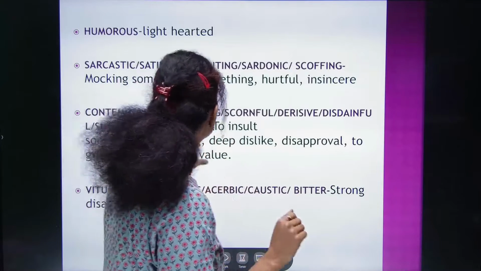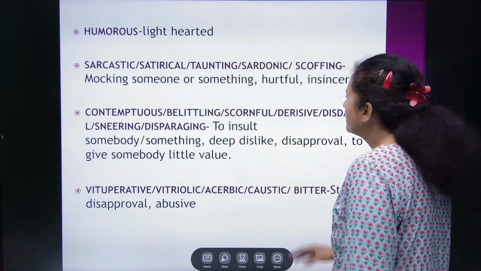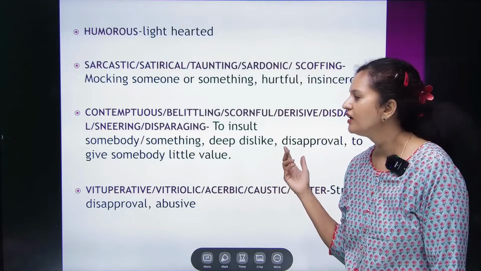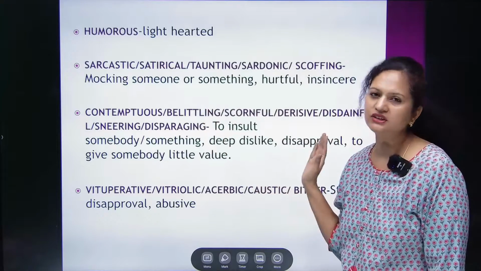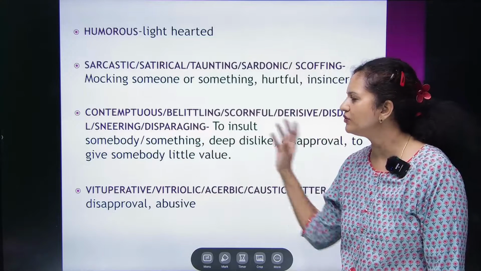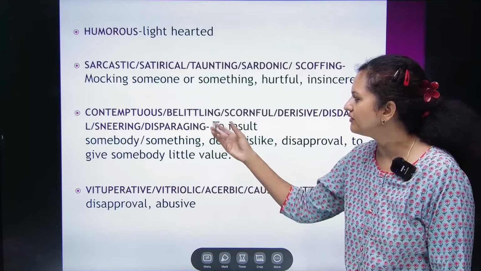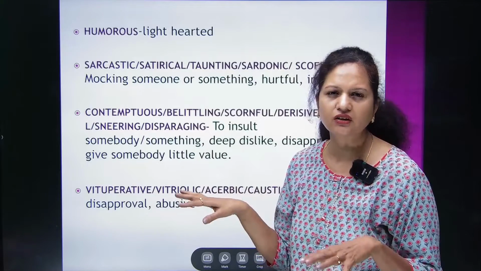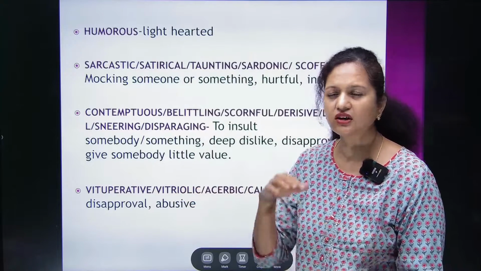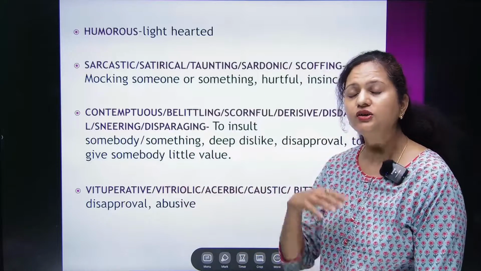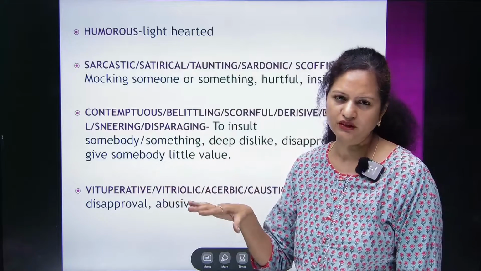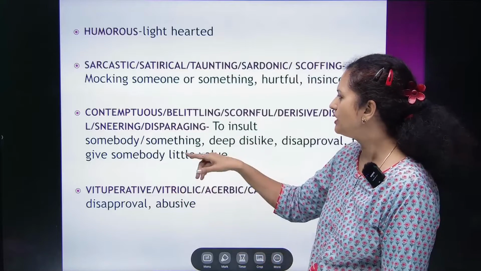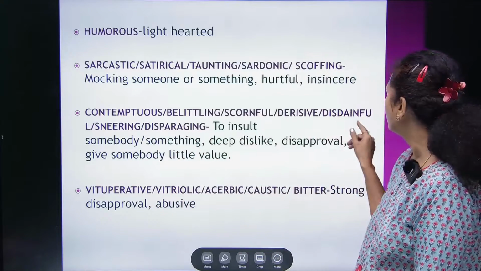Next, contemptuous, belittling, scornful, derisive. Again, the word play, so you have to remember these words. These all are the vocabulary words. Belittling suggests किसी को छोटा दिखा रहे हो आप, in a sense, oh my God, you are disapproving somebody. You are disrespecting somebody. That is all about sneering, disparaging, disdainful.